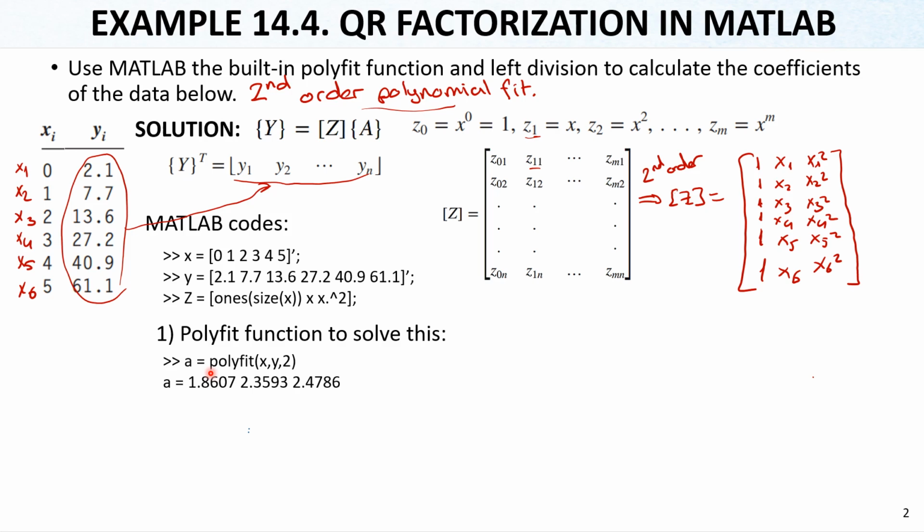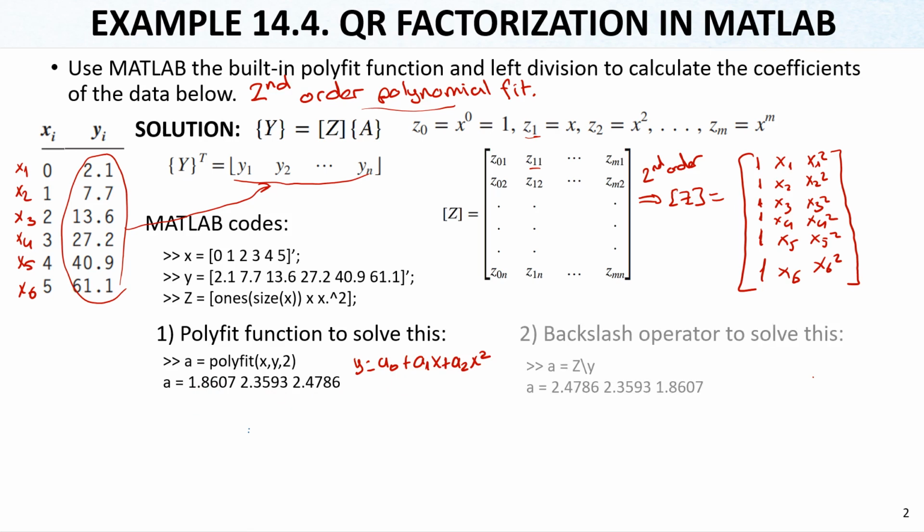Basically, in MATLAB, we can use the polyfit function first with x data and y outputs. It solves the second order polynomial automatically. Simply, this is y equals a0 plus a1x plus a2x square. So it gives us the coefficients, 3 coefficients, as you can see here.